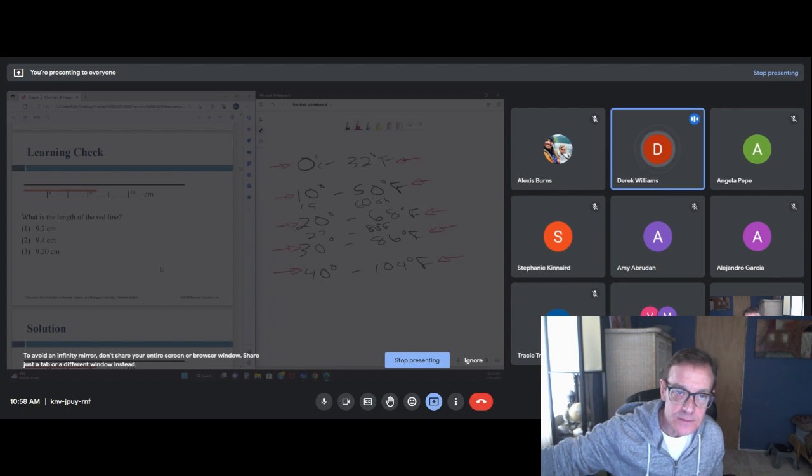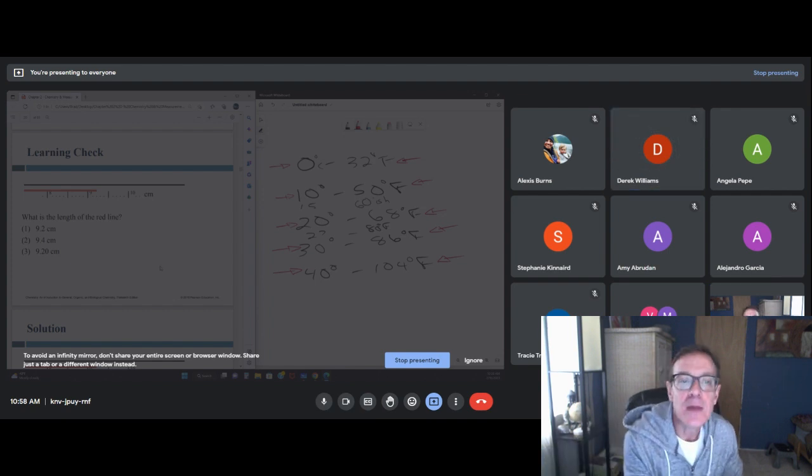Is it 9.2? 9.2. Yeah. So for anyone, the next big line is the 0.5 halfway between 9 and 10. So 1, 2, 3, 4, 5, 6, 7, 8, 9, and 10, the full centimeter. So 9.2 is exactly right.